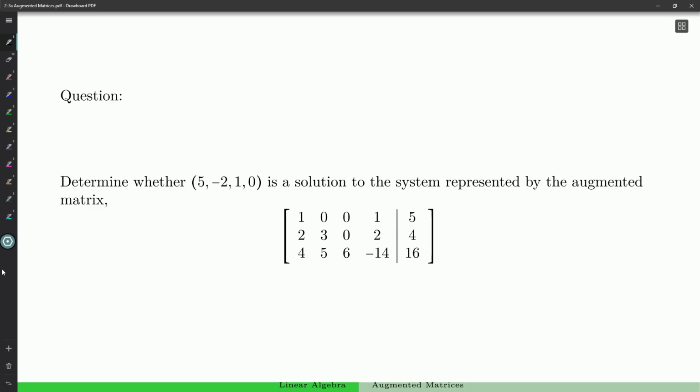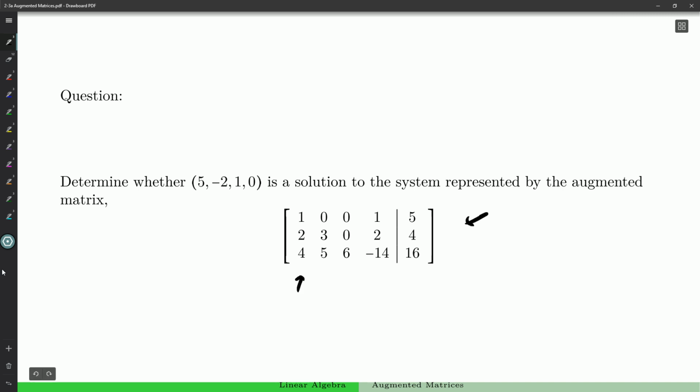Determine whether (5, -2, 1, 0) is a solution to the system represented by this augmented matrix. Unless we've mastered the idea of augmented matrices and systems and what solutions represent, it's probably a good idea that we first take this augmented matrix and change it back to a system of equations. So how do we do that?